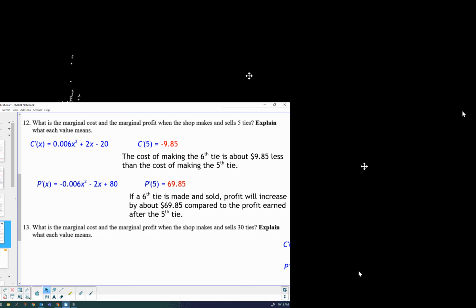What's the relationship between these two numbers? Inverse? Not quite. What's this number? Negative 9.85. What's this number? 69.85. How much are you selling each tie for? $60. How much has your cost decreased by for one more? That $9.85. So there you see the connection between those two, because my price function is a constant.